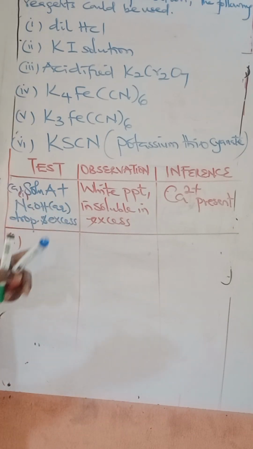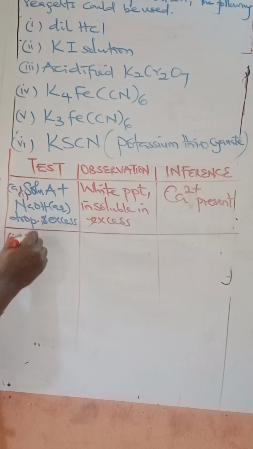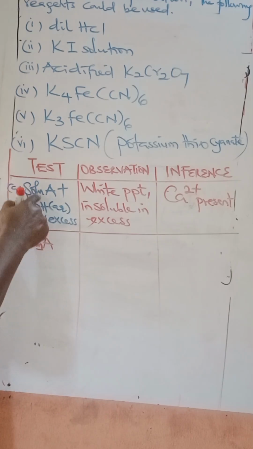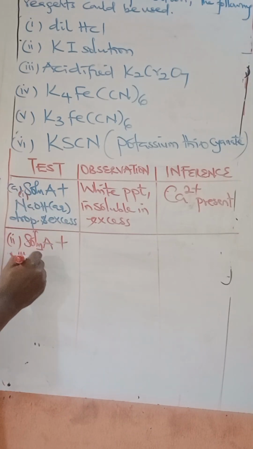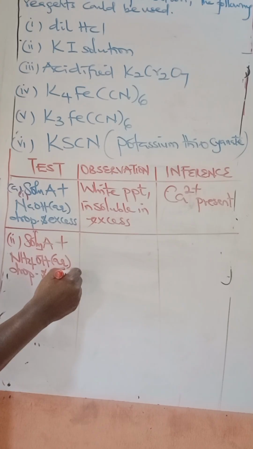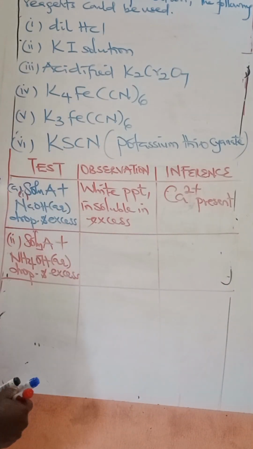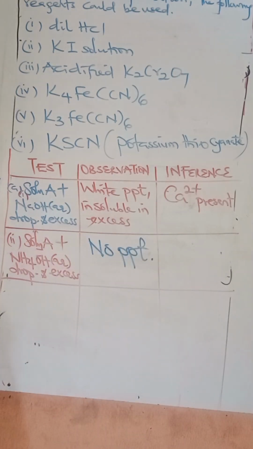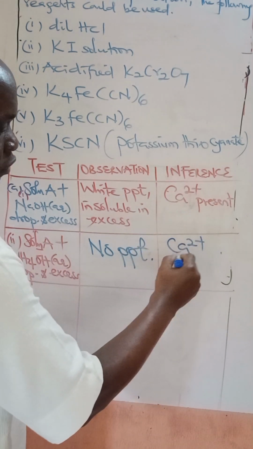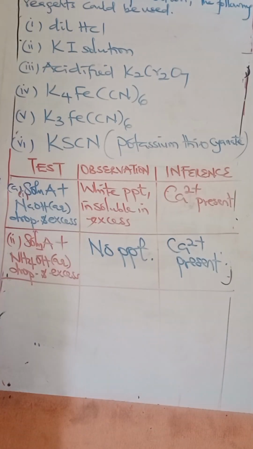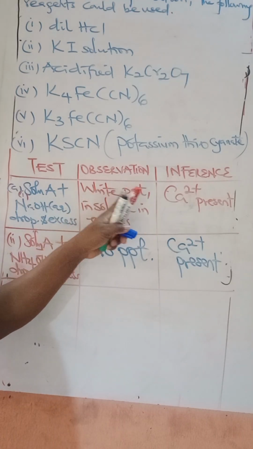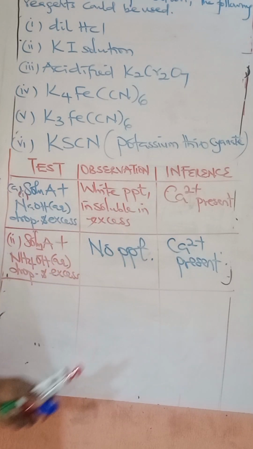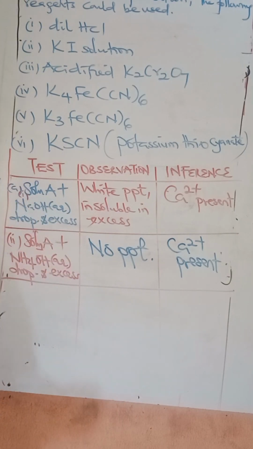Each time you use sodium hydroxide solution, you have to repeat it with another portion of solution A. So you have another portion of solution A plus aqueous ammonium hydroxide, dropwise and in excess. Here, no precipitate is observed. Then you still have calcium ion present. So to test for calcium ion, you use either sodium hydroxide solution or ammonium hydroxide solution. With sodium hydroxide, white precipitate insoluble in excess; with ammonium hydroxide, no precipitate. This is the chemical test for calcium ion.